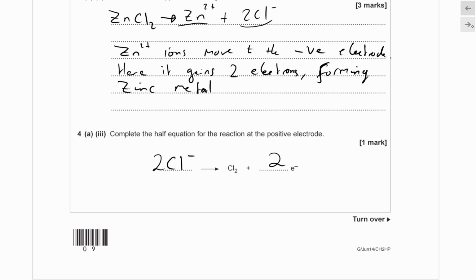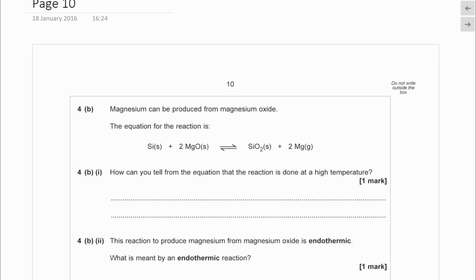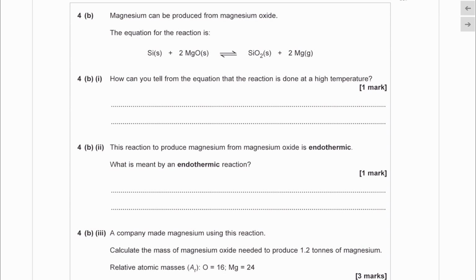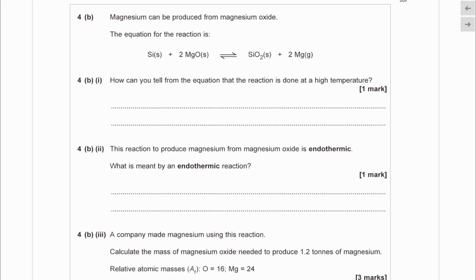Right, let's have a look at part B. We are told magnesium can be produced from magnesium oxide, and we're given the equation for that reaction. How can you tell from the equation that the reaction is done at a high temperature?